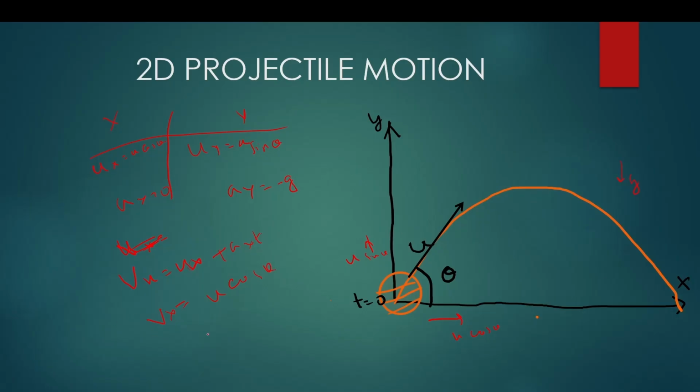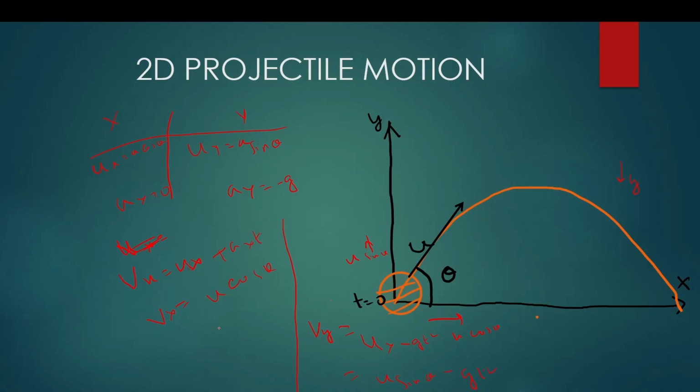Similarly in y direction, here vy equal to uy minus gt. Since ay equal to minus g, you could see that u sin theta minus gt is the y component of velocity.